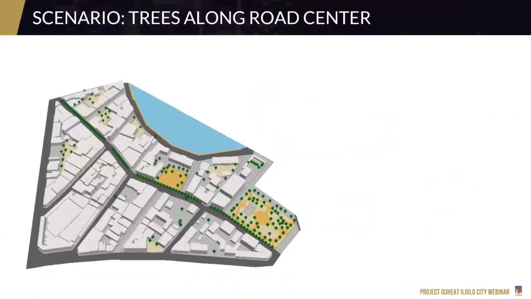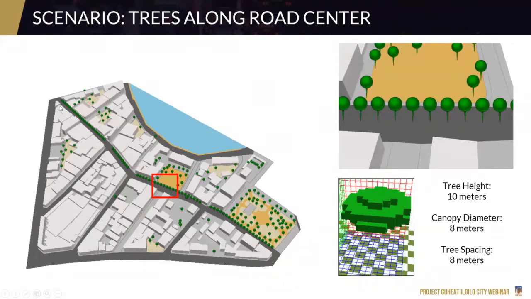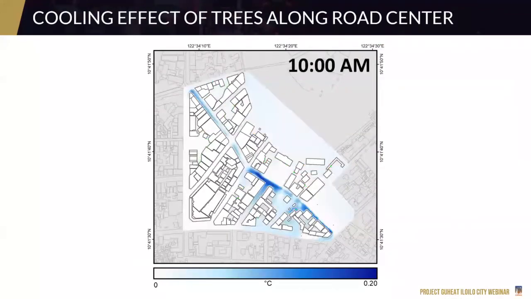So, ito yung proposed scenario namin. So, what we did was, we planted trees along the center of the road na may height na 10 meters, canopy diameter na 8 meters, and tree spacing na 8 meters. And we ensured na yung canopy niya ay covered lahat ng nasa ilalim, meaning walang patlang yung canopy. So ito yung result ng cooling effect ng proposed scenario.